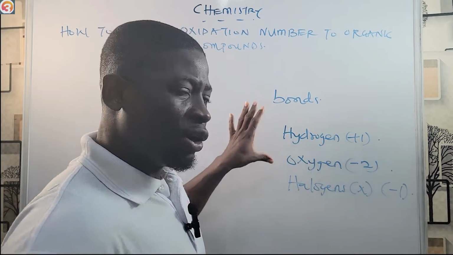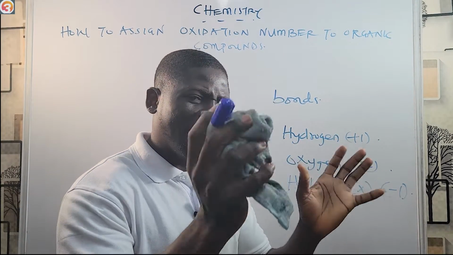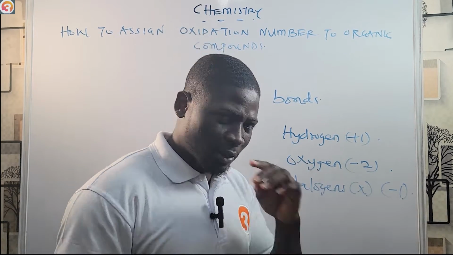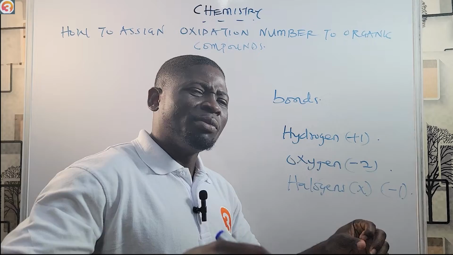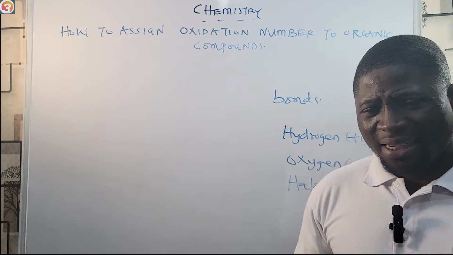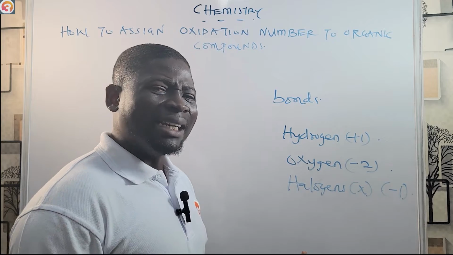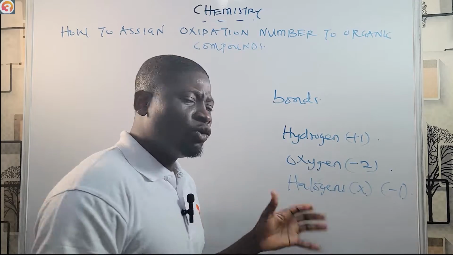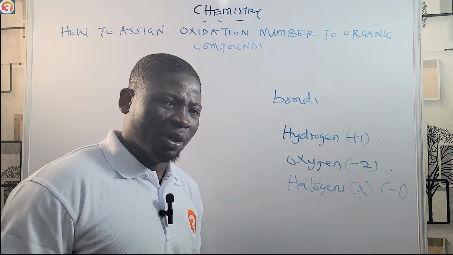Let me go over it again. I said when assigning oxidation numbers to organic compounds, bonds are hypothetically broken, and then we remove all the atoms surrounding the carbon atom by assigning oxidation numbers to other elements in the organic compound like hydrogen, oxygen, halogens, and then we can now determine the oxidation number of the central carbon atom. In other words, we break the bonds first, and then after removing all the atoms by assigning these oxidation numbers, we decide what charge the carbon atom would acquire if it were an ion.